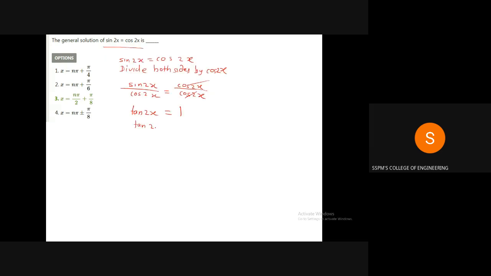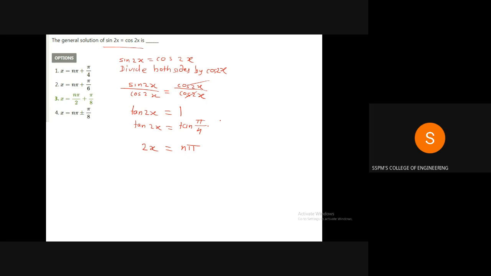Or we can write tan 2x is equal to tan, for which value is it 1? Tangent is 1 for 45 degrees. So that is tan 45 degrees, or we can write tan, what is 45 degrees in radian, pi divided by 4. That is tan 2x is equal to tan pi by 4. So now we can write 2x is equal to what? n pi. So we have to find the general solution. We cannot say 2x is equal to pi by 4. We have to find the general solution. So 2x is equal to n pi plus pi by 4 for every n belonging to Z.